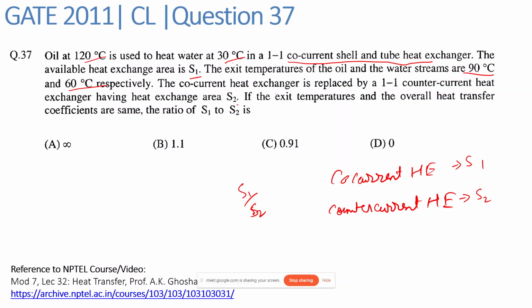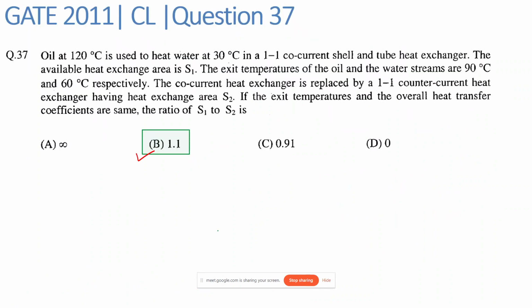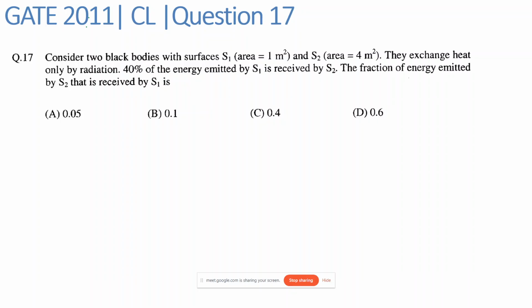So now, I hope this question was also clear. In this question we found out that if the heat exchange is changed from co-current to counter current, then the ratio of their heat exchange area will be 1.1. So now let's look at another question.